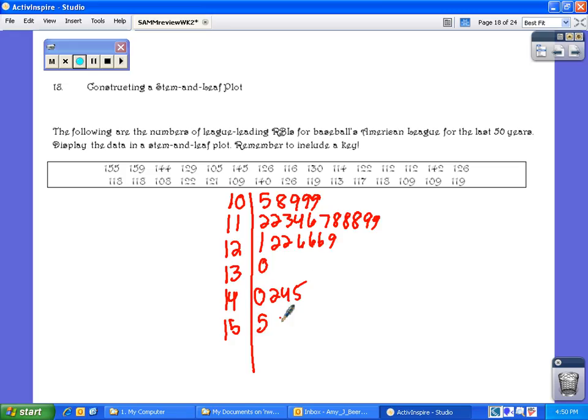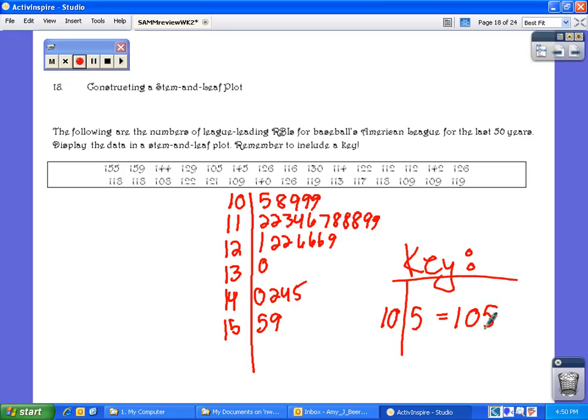And then 5, 9. And then make sure you include a key so your audience knows that 10 bar 5 is the number 105.